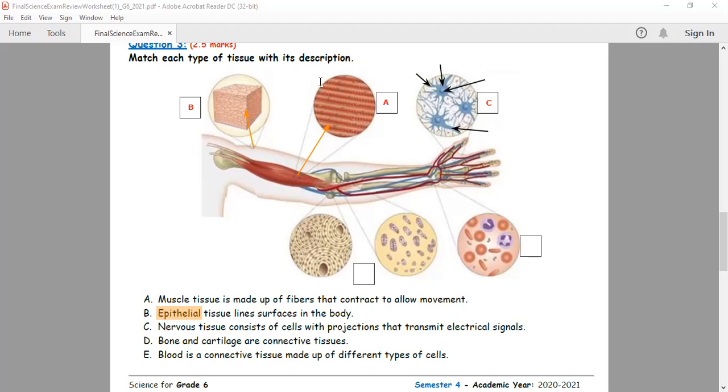Then look at these cells, which are like circles. What is this? D. This is bone. Cartilage. Bone, cartilage. At the end I have E, which is blood. The blood is a connective tissue. It has different types of cells. You see the red blood cells, the white blood cells, and we have the platelets, all swimming as if in a liquid.